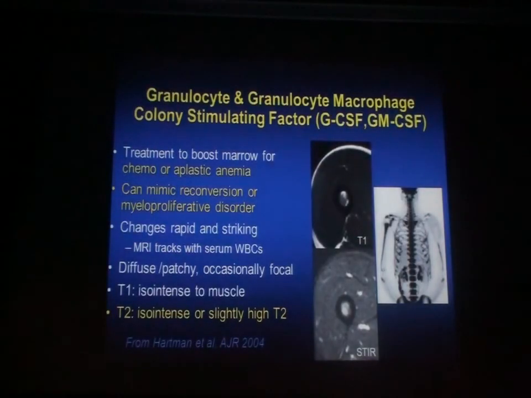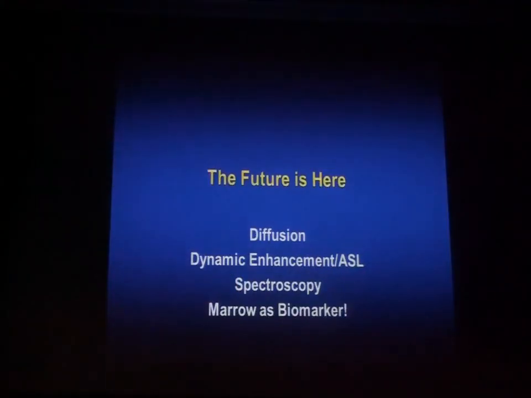This is one thing that you want to be aware of if you're looking at patients who are being treated, because these days patients who are getting chemo or have aplastic anemia may be treated with granulocyte colony stimulating factors, and this medication is meant to rev up their marrow, and it can mimic that reconversion process we were looking at, or a myeloproliferative disorder. And these changes can be very rapid and very striking, and really mimic a process. And it's important in this case to be aware of the history, the fact that they're being treated, so that you can appropriately interpret the images that you're looking at.